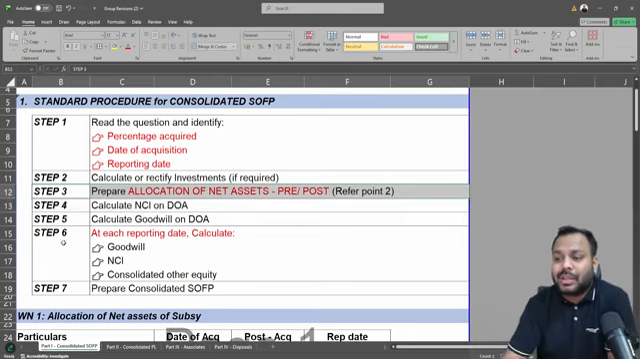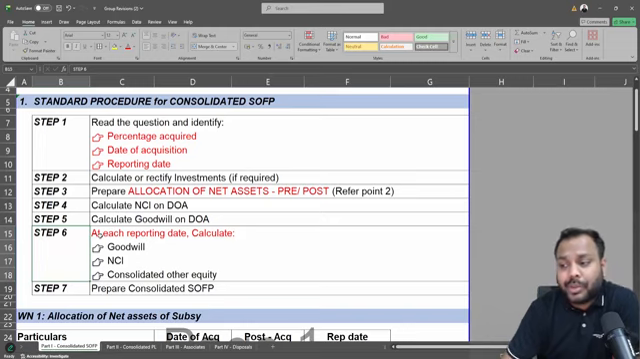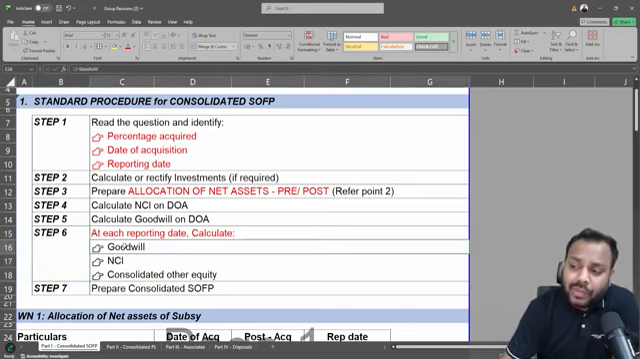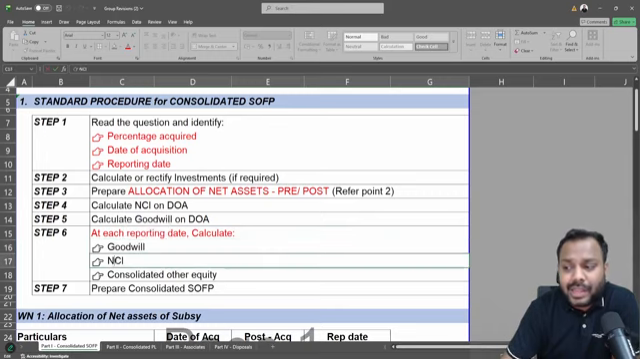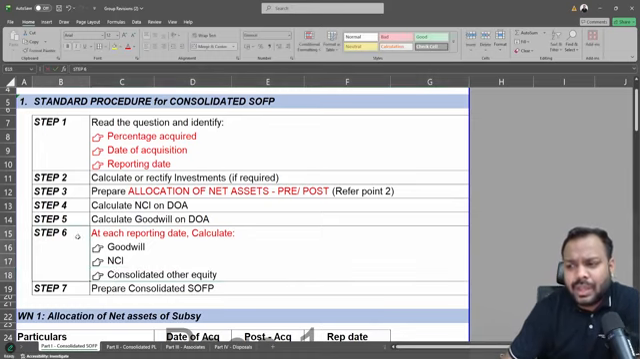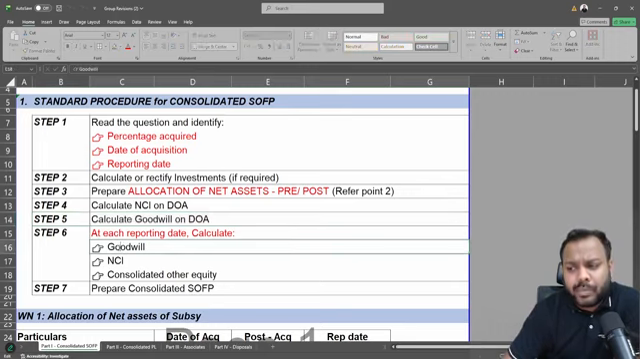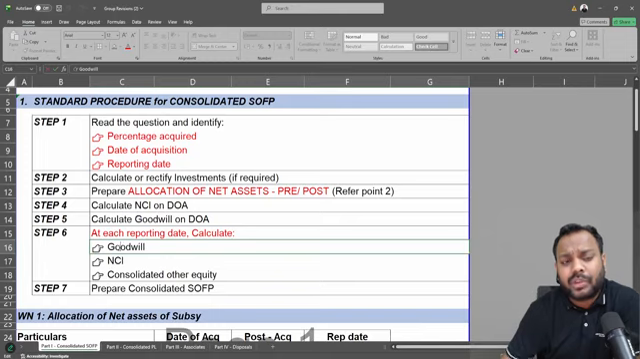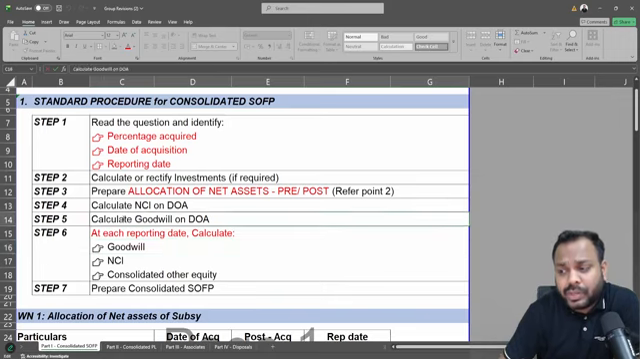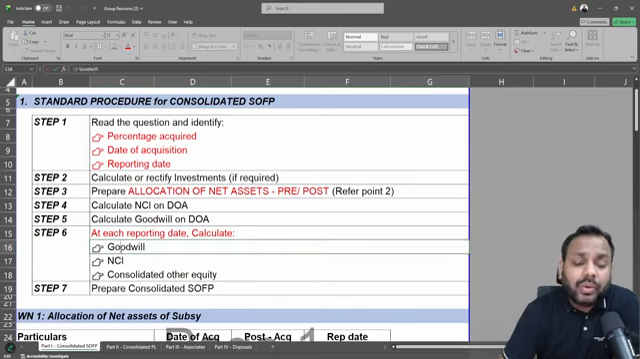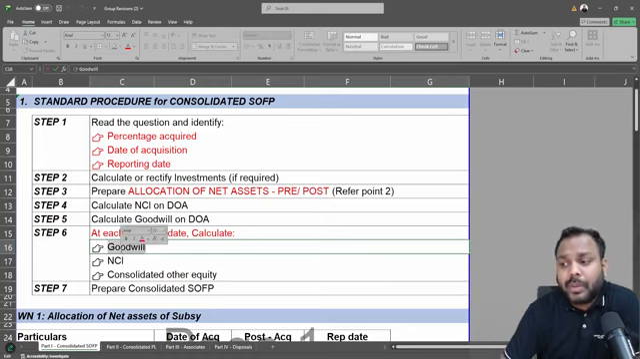Right? Now, as part of step number 6, we have to compute that at each reporting date, what is the value of goodwill, what is the value of NCI, what is the value of consolidated other equity. Now, tell me, we have already computed goodwill on date of acquisition. Do we need to compute goodwill on reporting date? Will goodwill change from date of acquisition to reporting date? Ideally, no, but goodwill changes from date of acquisition to reporting date due to impairment of goodwill, and there cannot be any other reason for change of goodwill.